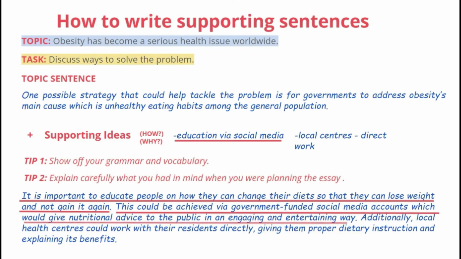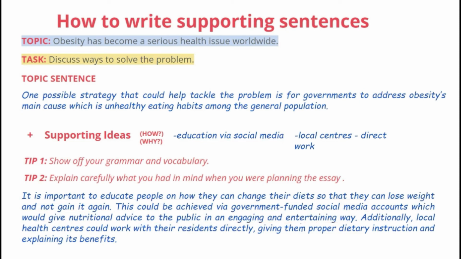Then the next sentence further explains this idea. This, meaning education, could be achieved via government-funded social media accounts, which would give nutritional advice to the public in an engaging and entertaining way. Again, this sentence is also connected to my topic sentence. It gives the method by which the problem of obesity can be addressed. Namely, it is government-funded social media accounts that would give nutritional advice to the public.